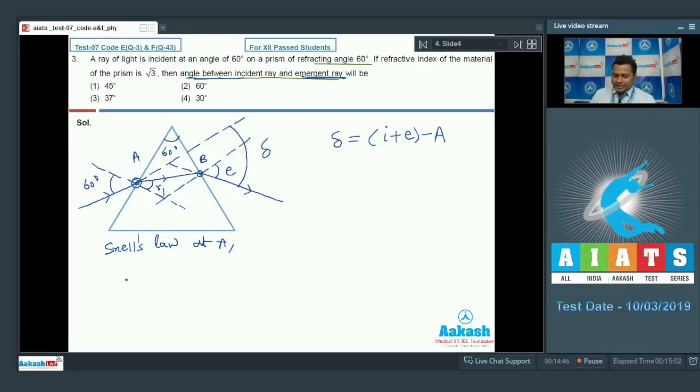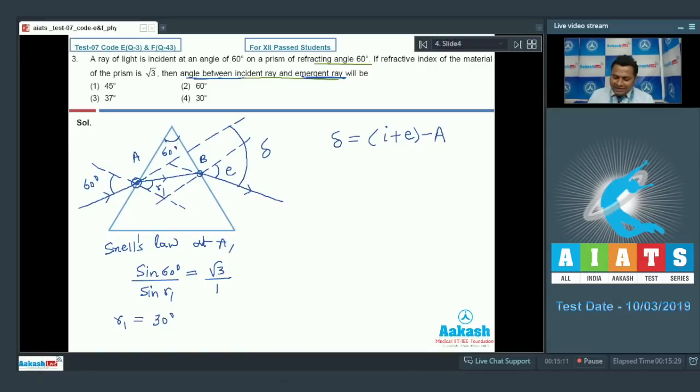We will get the ratio of sine of incidence angle, that is 60 degree, divided by sine of refraction R1 equals refractive index of refracting medium, that is √3, upon refractive index of incident medium, that is air. We can use 1 here. So after solving, we will get the value of R1 as 30 degree.